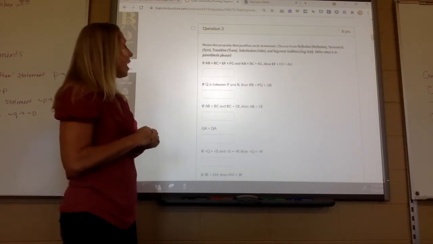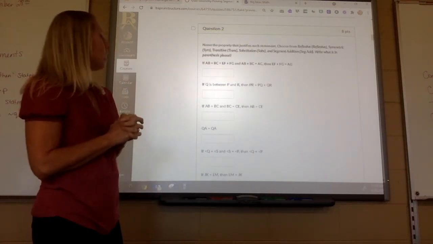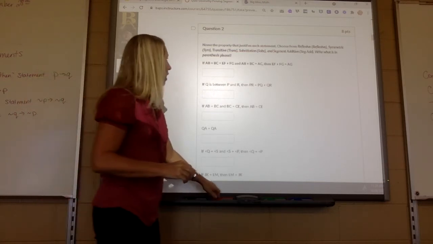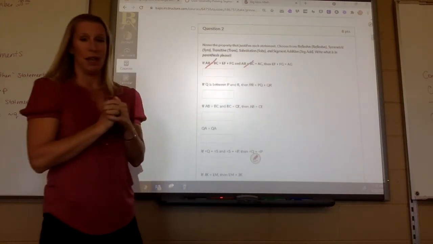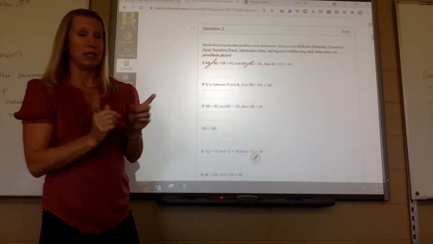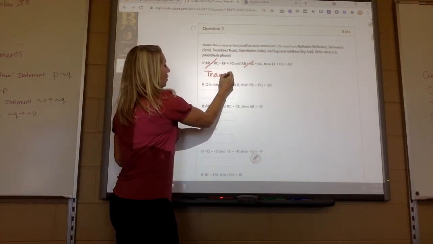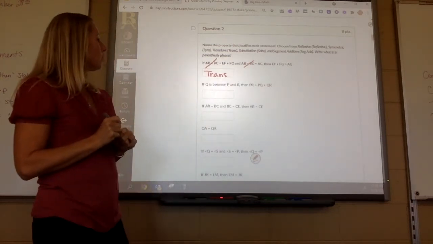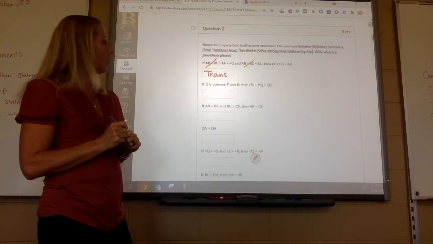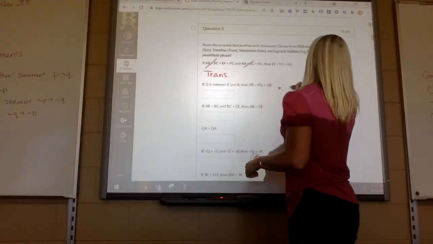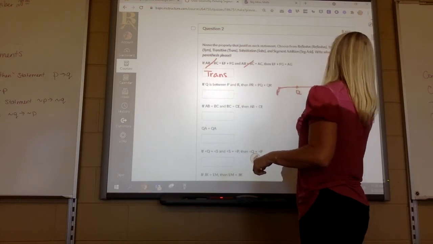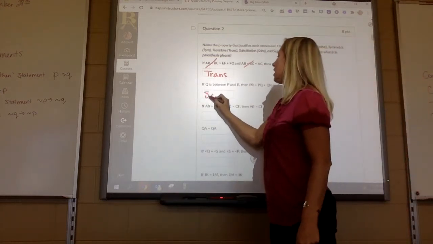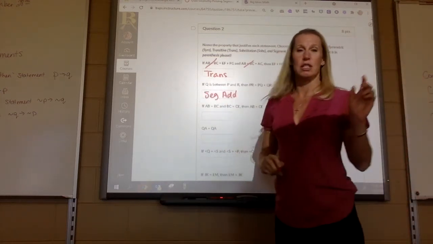So like this one says, AB plus BC equals EF plus FG. Well, AB plus BC also equals AC. So I can take out what's repeated and write what's left. What's that one called? Transitive property. So you would just put trans, just like what it has in the parentheses. Okay, if Q is between P and R, then PR equals PQ plus QR. So if Q is between P and R, then PQ plus QR equals the whole thing PR. That was the segment addition. So you just type SEGAD.